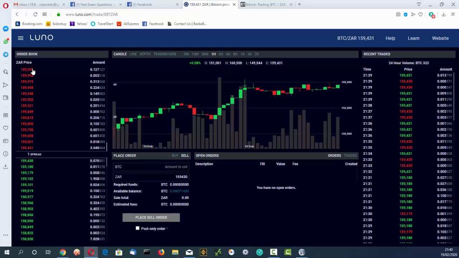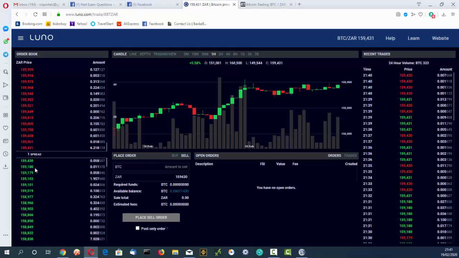Madam, you see this red price? This red price, they are for sellers. All this column from top to down is called the order book. This is where the traders place orders, either buy or sell. Now, this order book is divided into 3. One, this red one are sellers' prices. People that have Bitcoin, they want to sell it.